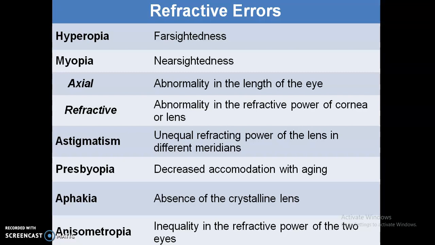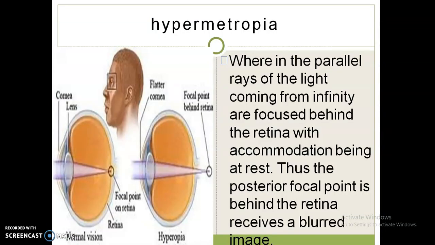So we can see each one. The first one is hypermetropia. From the image you can identify that the image is focused behind the retina. In hypermetropia, the parallel rays of light coming from infinity are focused behind the retina with accommodation at rest, and thus the posterior focal point is behind the retina, so the retina receives a blurred image. That is hypermetropia.